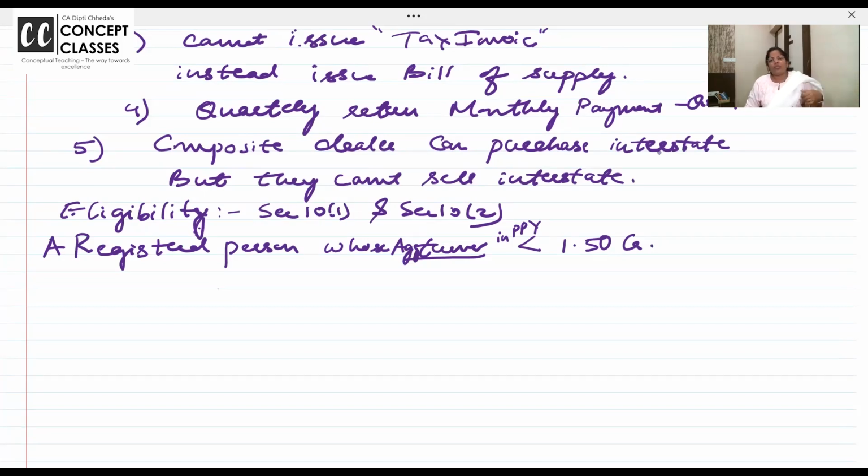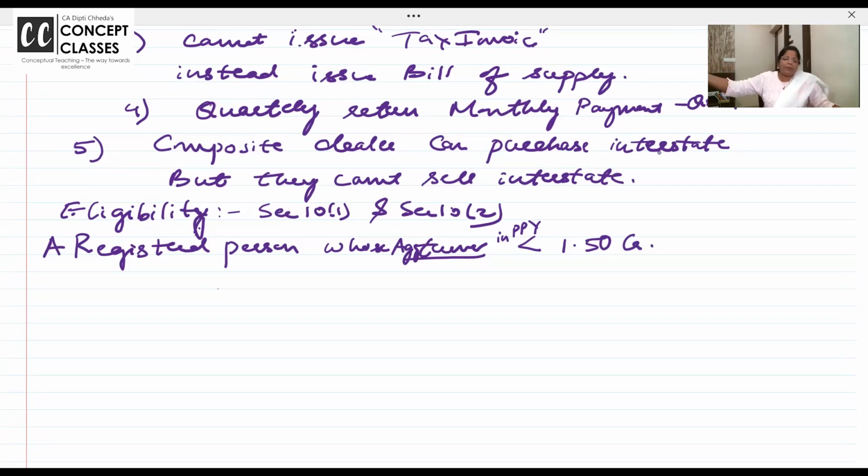There, once you opt out, you can't opt in for 5 years. Here, every year, just see what last year's turnover is. Is last year's turnover 60 lakhs? Yes, you can. Last year's turnover is 160 lakhs? No. This year you cannot opt for composition.